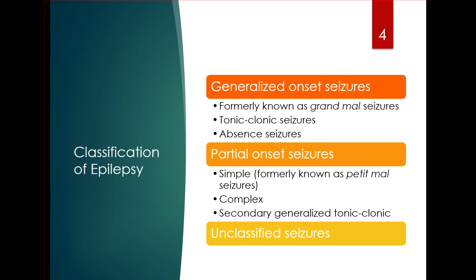So, generalized onset, we used to call them grand mal seizures. This is what you see in the movies when somebody has a seizure and they fall out and they're flaccid and they're flailing and maybe foaming at the mouth because it's a movie and it's just their whole body is involved.